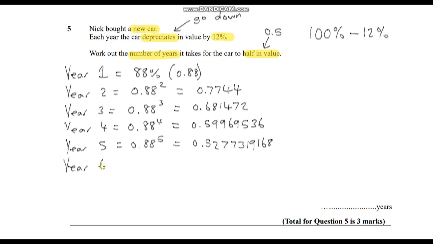But let's just verify that. So year 6, 0.88 to the power 6. So times 0.88 again, and yes, we get 0.4644040868. So it takes 6 years. We're interested in whole years. It doesn't say number of years and number of months or number of days. So year 5, it hasn't quite reached 50%. It has to take until year 6 for the car to halve in value. So our answer is going to be 6 years.